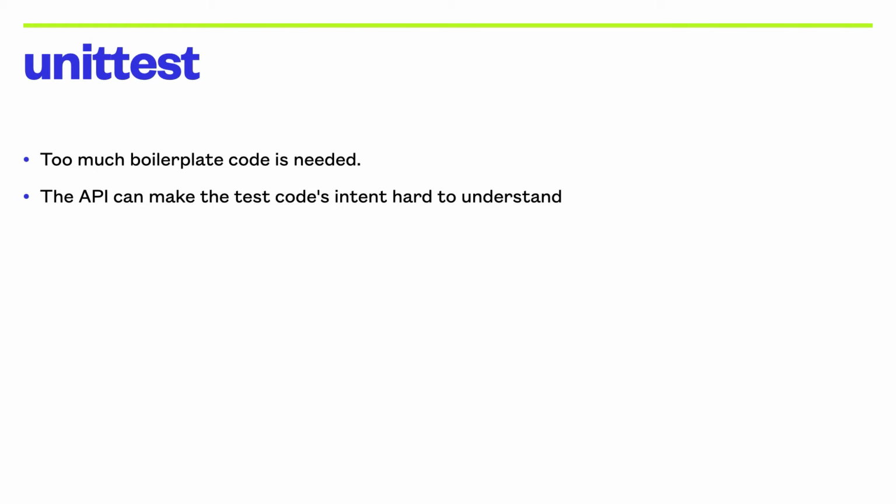And so with unittest, the issue is that too much boilerplate code is needed. So you need to write a lot of code before you're actually writing your assert statements, which are also not actually proper assert statements. They are something like self.assert, assertRaises, assertTrue. So you need to remember those statements. And when you look at the code at one glance, it might be hard to understand what exactly the code is trying to test. And this is exactly what I just said. So it makes the code's intent hard to understand.